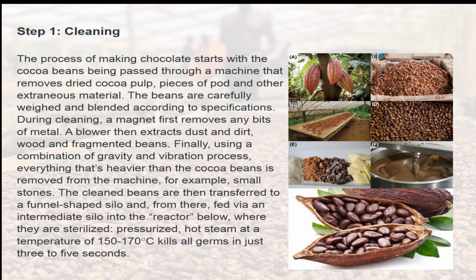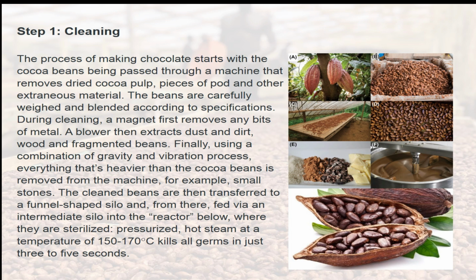Step 1. Cleaning. The process of making chocolate starts with the cocoa beans being passed through a machine that removes dried cocoa pulp, pieces of pod and other extraneous material. The beans are carefully weighed and blended according to specifications. During cleaning, a magnet first removes any bits of metal. A blower then extracts dust and dirt, wood and fragmented beans. Finally, using a combination of gravity and vibration, everything that's heavier than the cocoa beans is removed from the machine, for example, small stones.